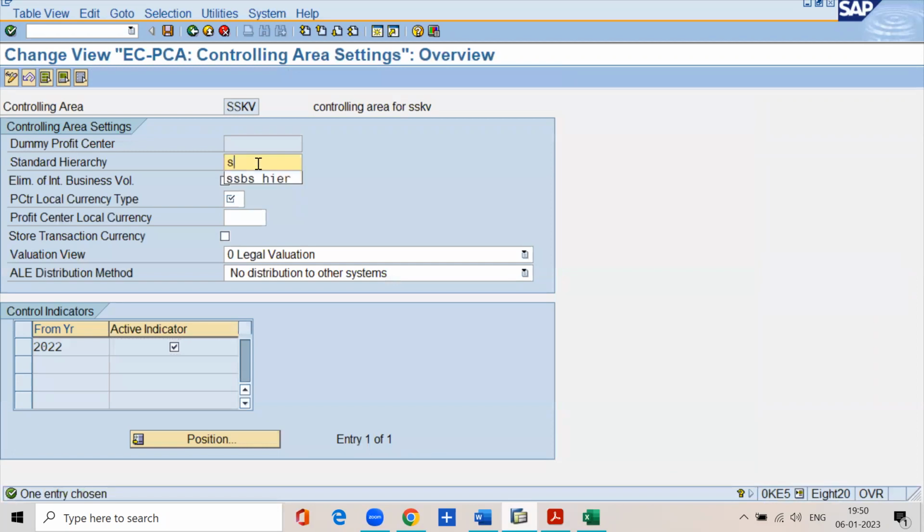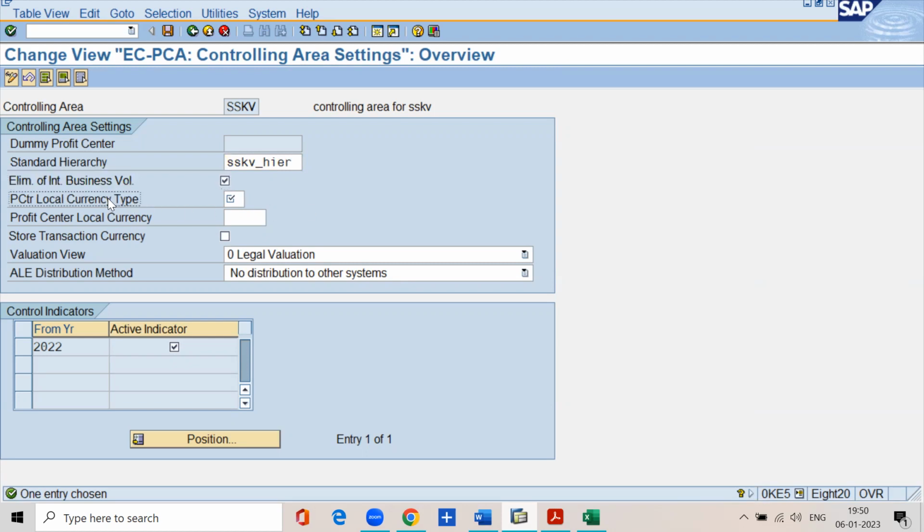Standard hierarchy is equal to SSKV underscore HIR. It is the profit center standard hierarchy. Elimination of internal business volume, select. I will tell you what is the impact of elimination of internal business volume.